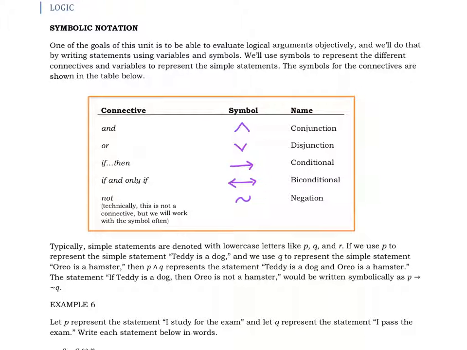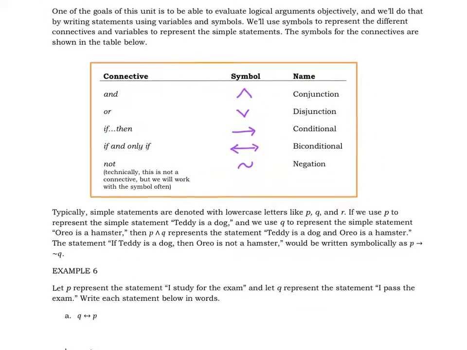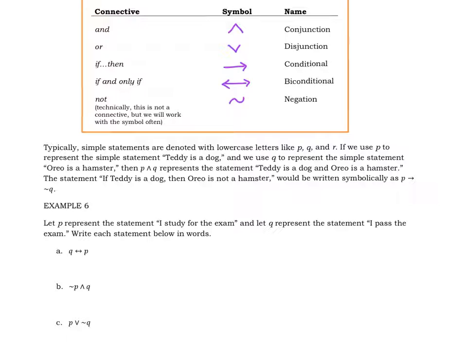Okay. All right. So then what we do is we take the simple statements, whether there's one or if it's a compound statement, we 2, 3, 4, whatever, and we use lowercase letters. P, Q, R are the most common ones that are used. I don't know why. Okay, so let's take, for example here, let's use P to represent the simple statement, Teddy's a dog. All right, let's use Q to represent the simple statement, Oreo is a hamster. Then if you see this in symbols, okay, that symbol in between the P and the Q is an and, okay? So that would mean P, Teddy is a dog, and Q, Oreo is a hamster.